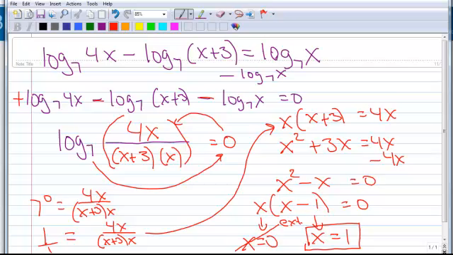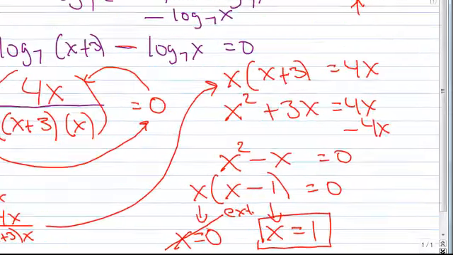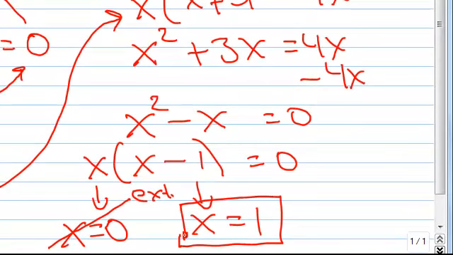Another way I know this is extraneous, I can check it by plugging it in. When I plug it in here, I get the log base 7 of 0, and no matter what the base is, you cannot take the log of 0. So I always know, well, not always, but in this case I got 0, and I know that that one is extraneous. So always make sure to check these.